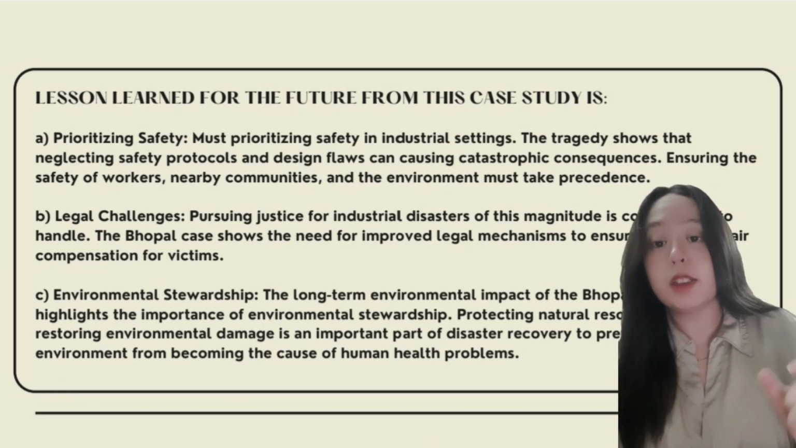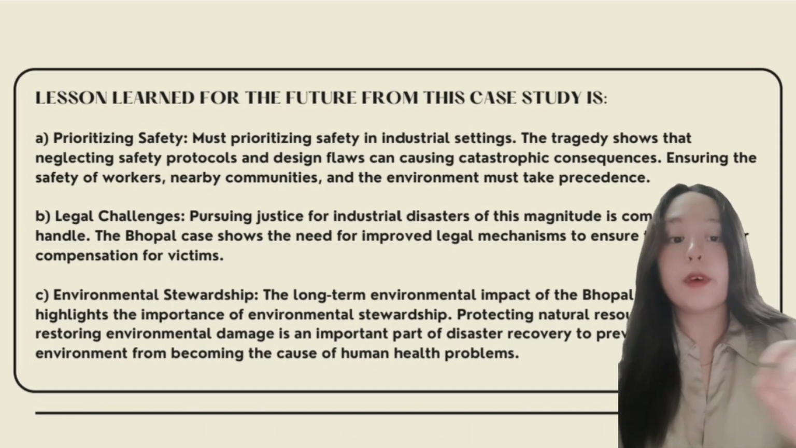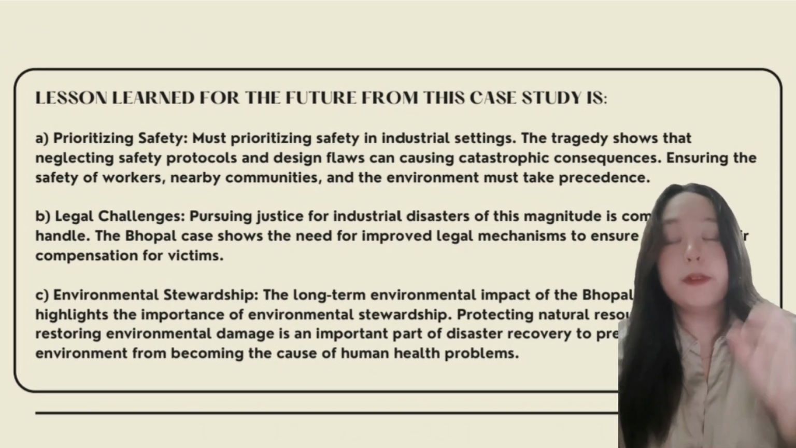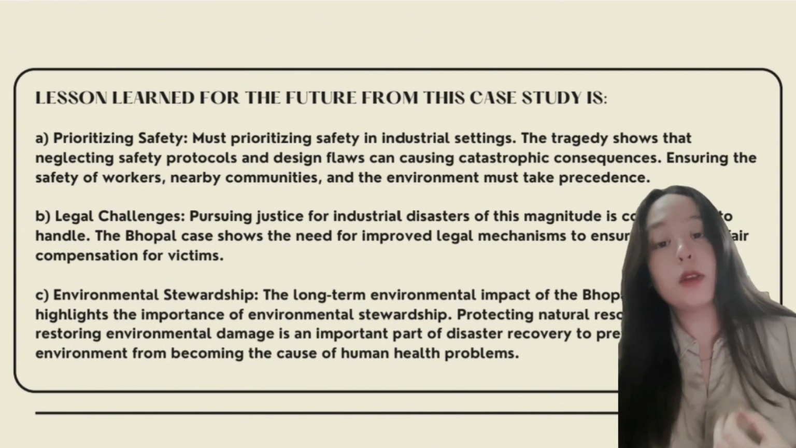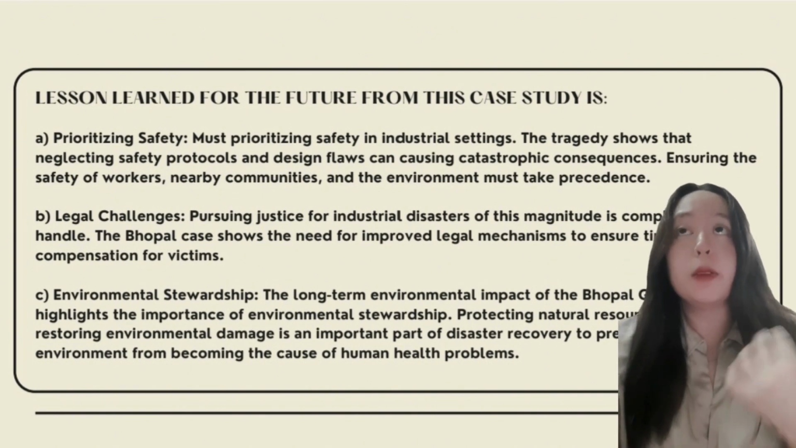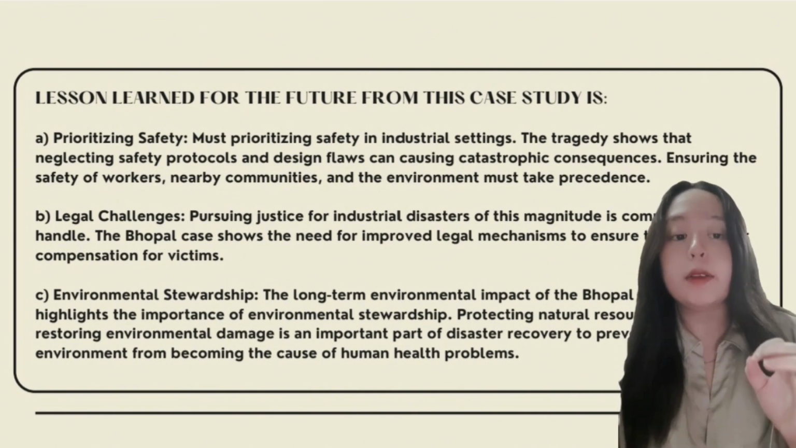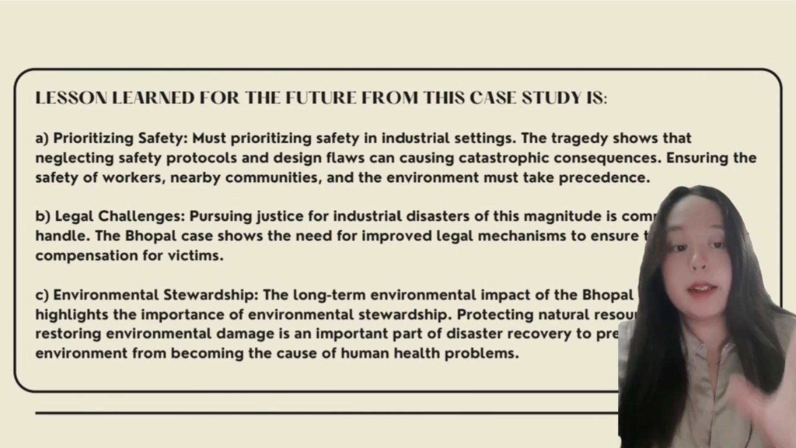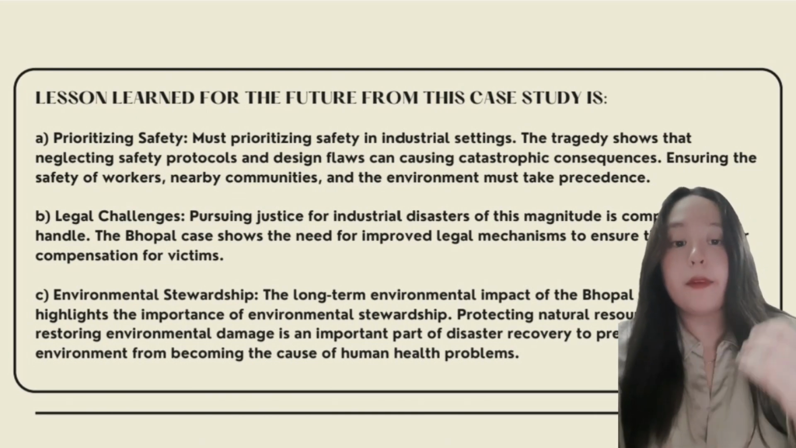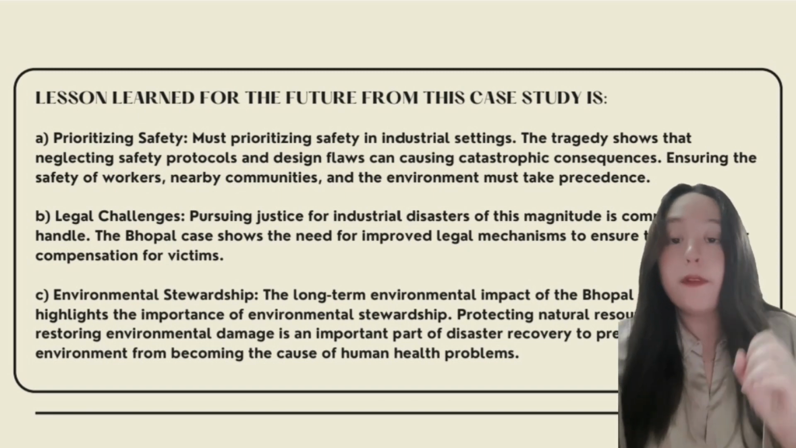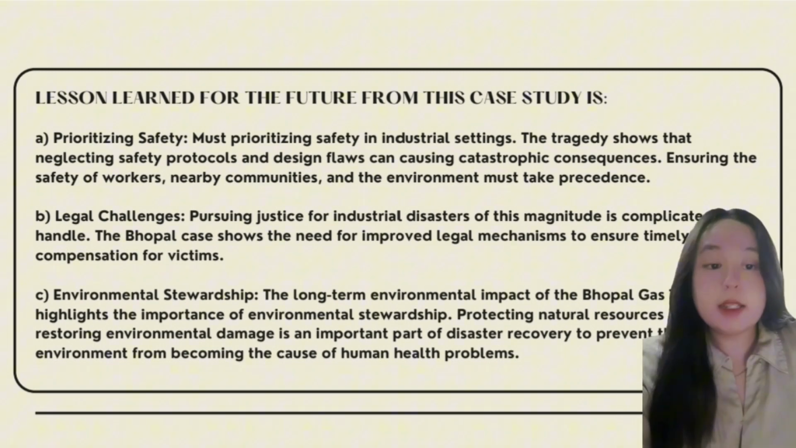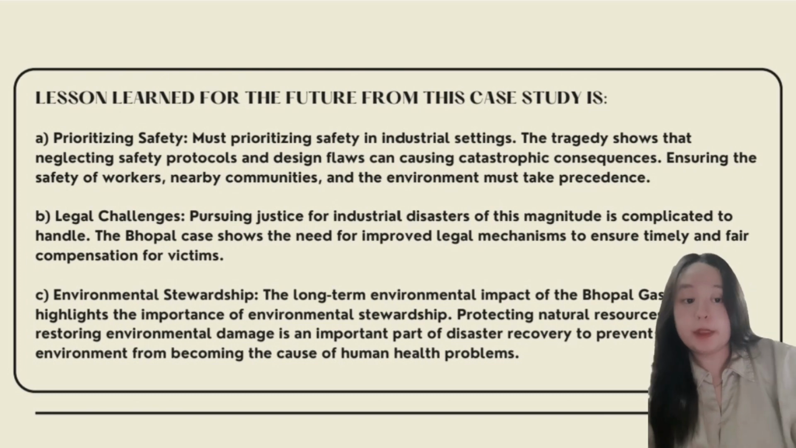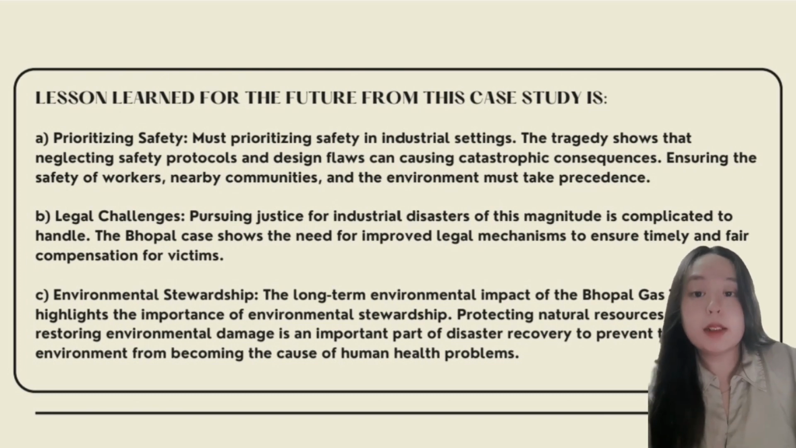B is legal challenges. Assigning responsibility for an industrial disaster of this magnitude is complicated to handle. The Bhopal tragedy cases show the need to improve the legal system to ensure timely and fair compensation of victims. C is environmental stewardship. The long-term environmental impacts of the Bhopal gas tragedy highlight the importance of environmental stewardship.